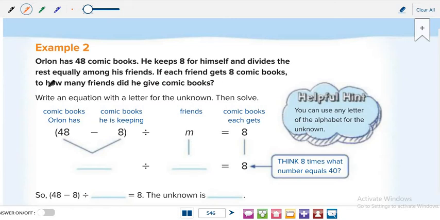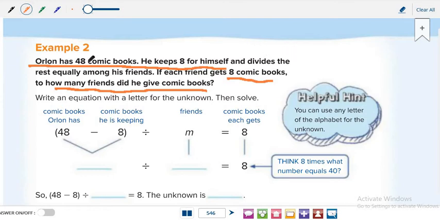So this is the unknown. We don't know how many friends he gave comic books to, and we know that each friend gets 8 comic books. Let's try to solve it step by step. Again, Orlando has 48 comic books in all. He keeps 8 for himself. This suggests to subtract. So 48 minus 8. And here we need to put parentheses to subtract first. So 48 minus 8. Then let's complete.